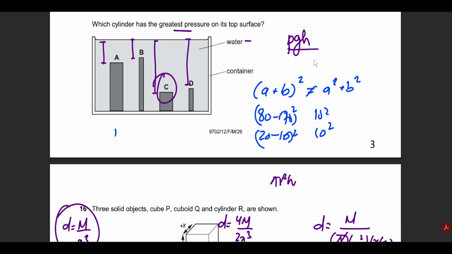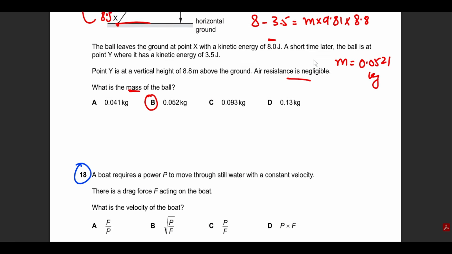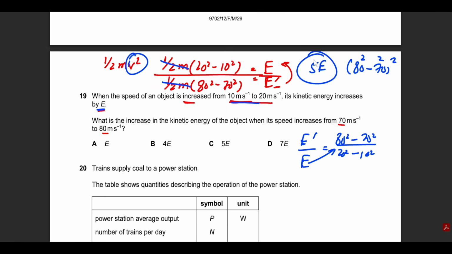But we understand that kinetic energy is half mv squared. When the object is already at 80 meters per second, it is miles ahead, at least as compared to 20 squared. So be careful. It shouldn't be that way, right? So the answer of this question will be option C. When you find this, it's C.